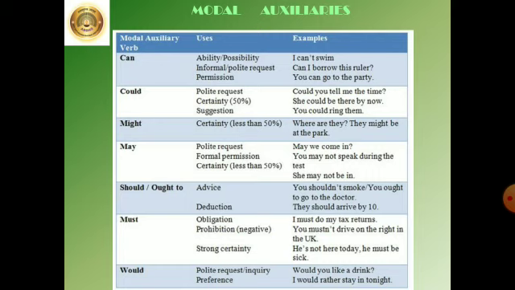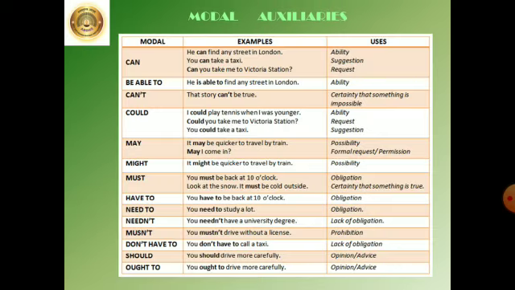"Would": request, inquiry and preference. Would you like a drink? I would rather stay in tonight. Students, are you understanding? So these are the modals, their uses or functions, and examples. I have more examples for you all.